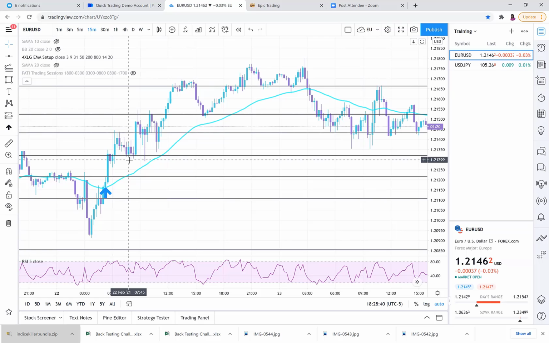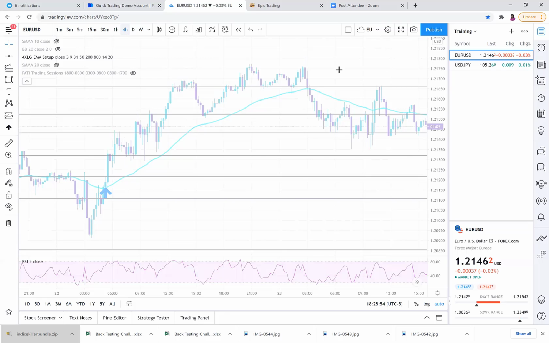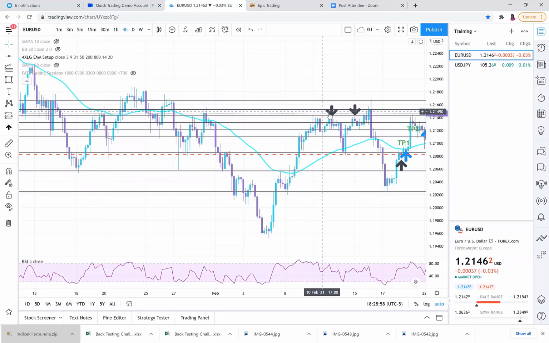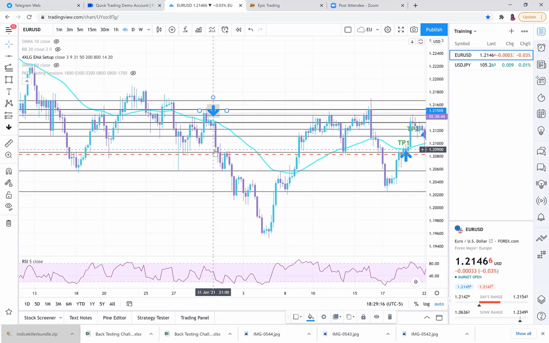Okay, but just know that all of this area, price is well above the 50, and lots of opportunities to buy here. And then on the higher time frame, if we go up to the 4 hour, get rid of these arrows. Let's take a look at a sell. So notice that price broke through the 50 EMA here and closed below it.